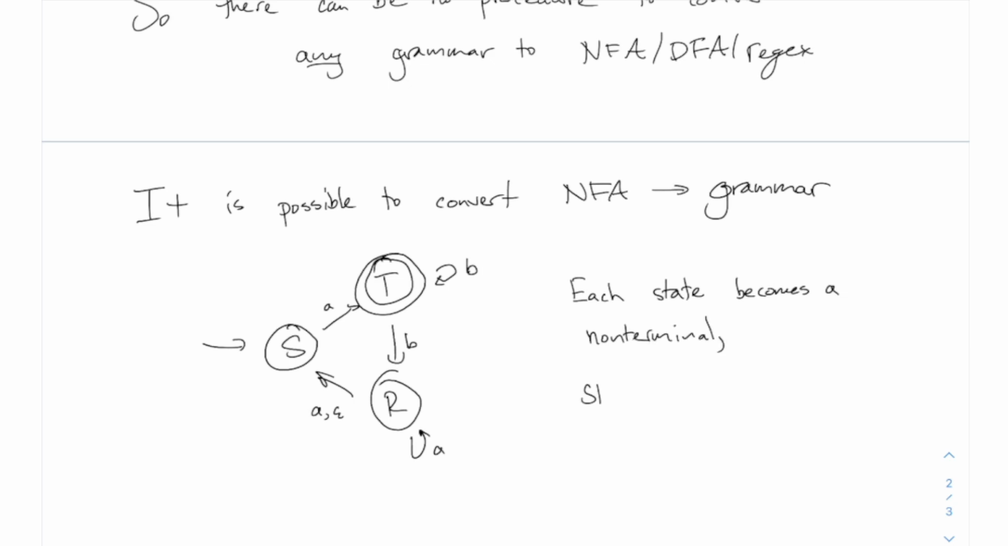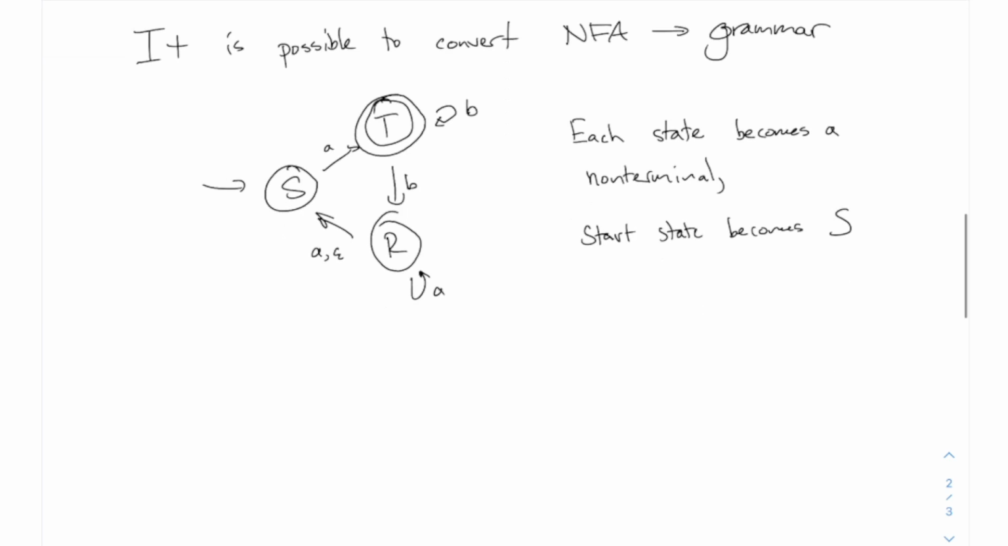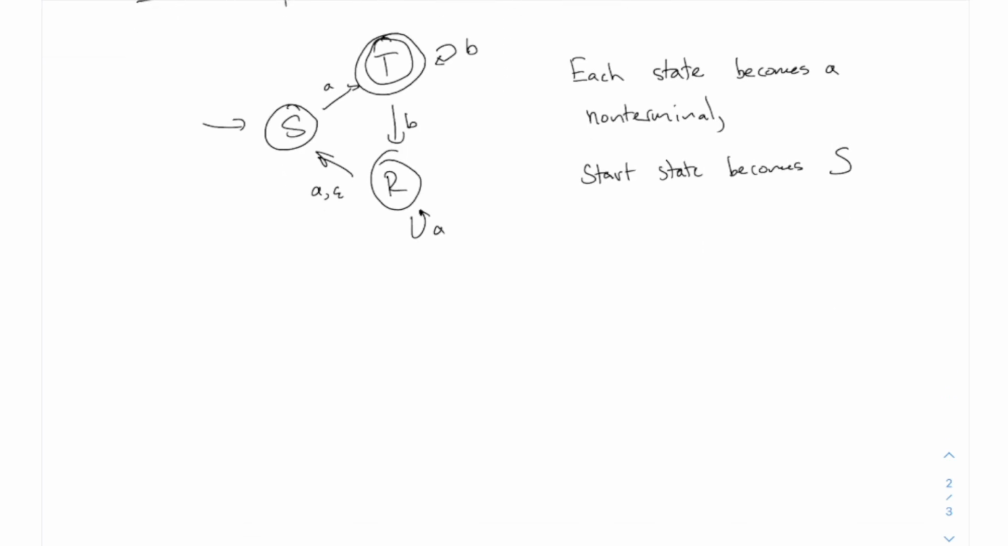And of course the starting state, just like I did here, becomes S, the starting symbol for the grammar. Whatever the starting state is, you better call that S in the grammar. And then the way you convert this to a grammar, I'll just show you how to do it, and then we'll try and talk about why this works.